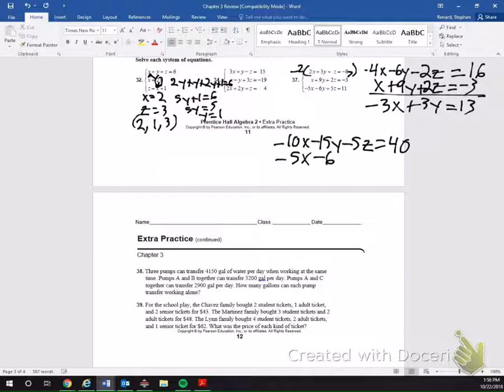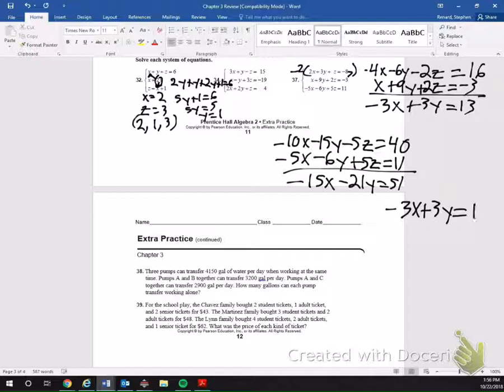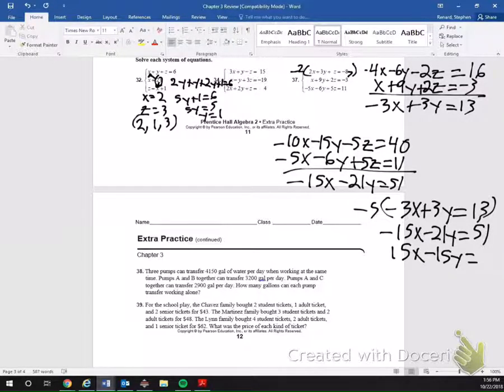So now we have negative 5x minus 6y plus 5z equals negative 11, or positive 11, negative 15x minus 21y equals 51. So I have my two equations, negative 3x plus 3y equals 13, and negative 15x minus 21y equals 51. Multiply the top one by a negative 5, I get 15x minus 15y equals negative 65.